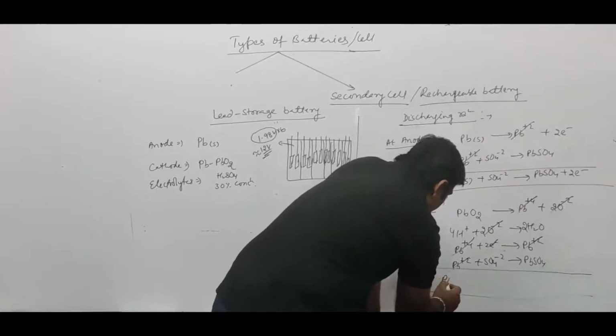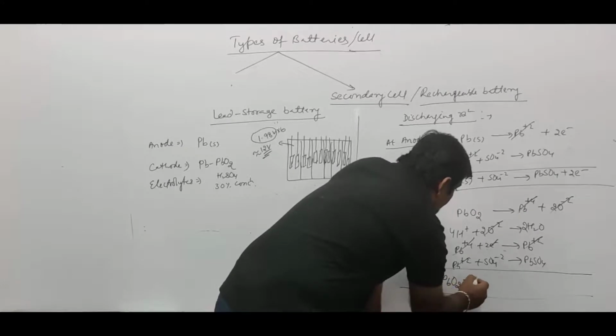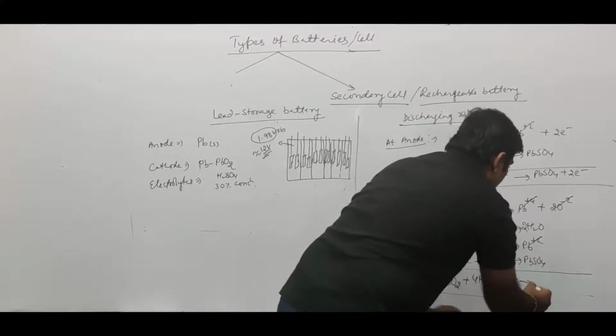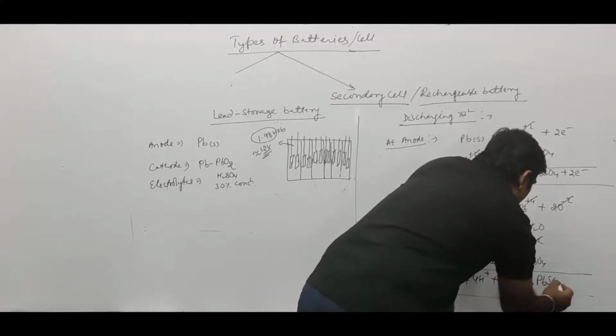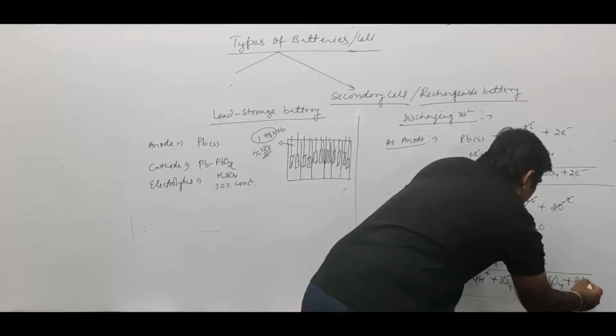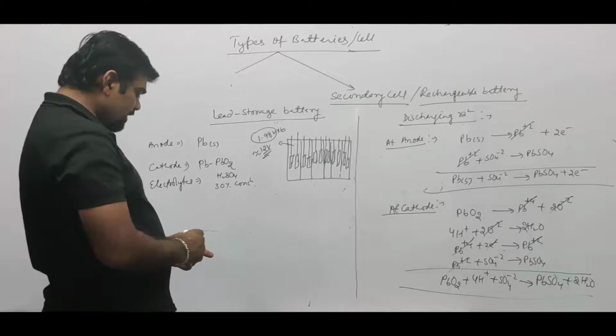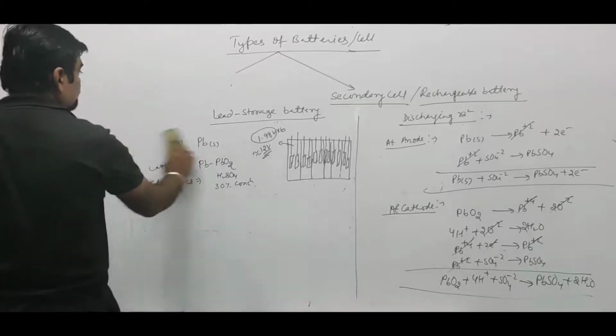So we have PbO2 plus 4H+ plus SO4 2- gives rise to PbSO4 plus 2H2O. This reaction takes place at cathode.